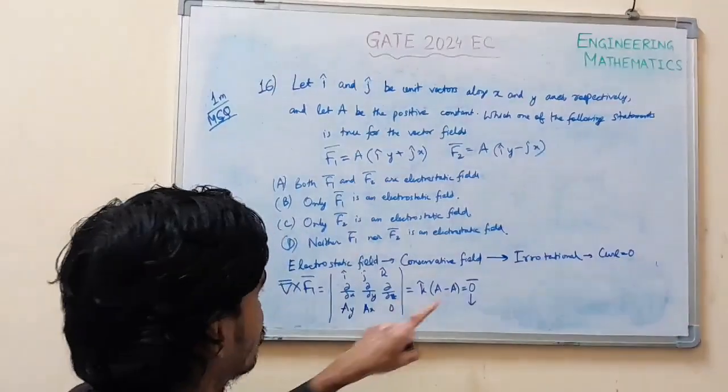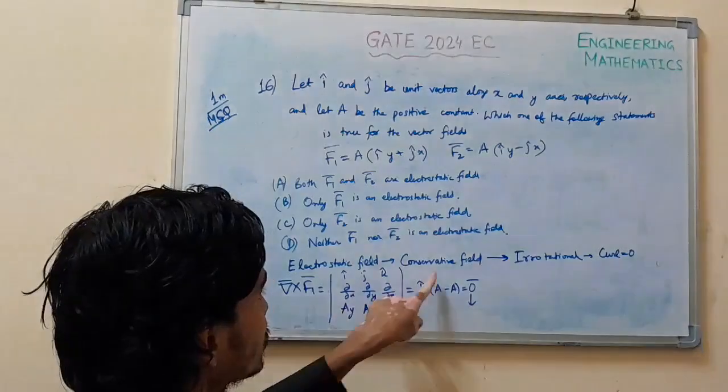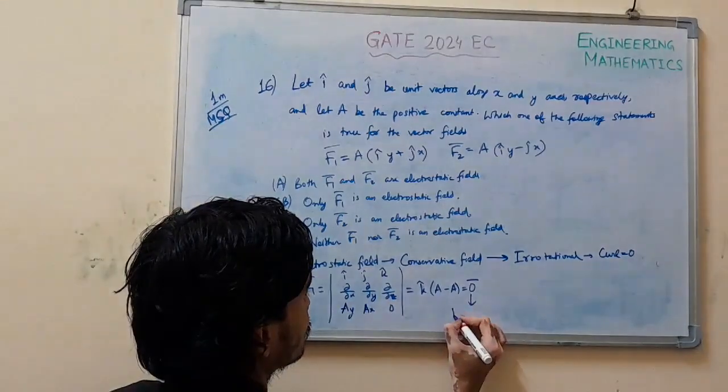As curl is 0, you can say that this vector F1 is irrotational and the field is conservative, and hence electrostatic. So this indicates an electrostatic field.